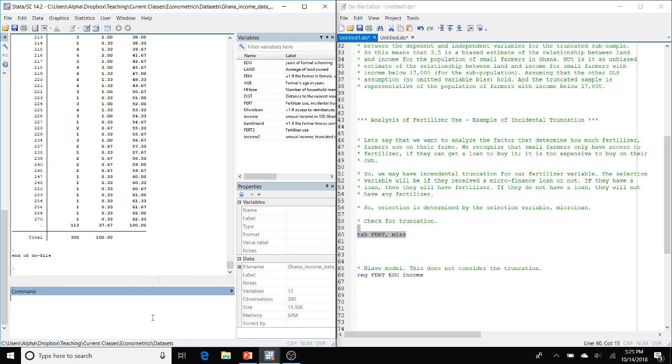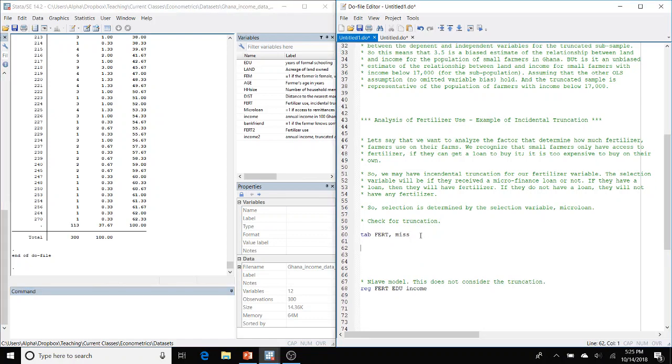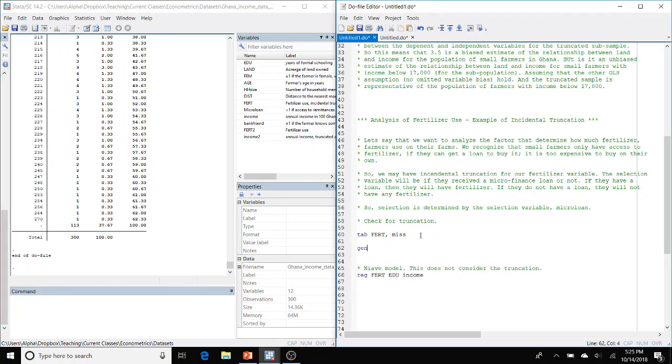All right, missing values, and we think that might be a function of microloan. There are different ways we can check for that. Here's one way. Why don't we generate a variable, and let's just call it trunk, for truncation. It'll be a dummy variable for fert equals period, which means missing. So trunk will equal 1 if the fertilizer variable is missing, and trunk will equal 0 if it's not. All right, so we're going to create that binary variable.